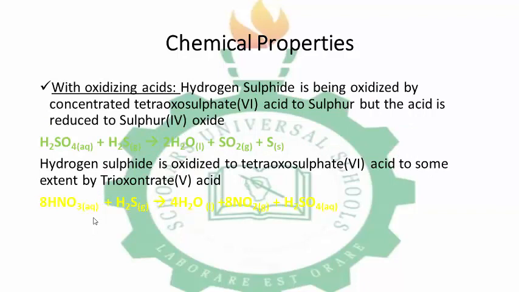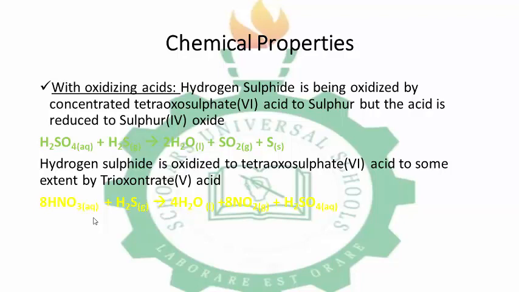With oxidizing acid, hydrogen sulfide is oxidized by concentrated tetraoxosulfate 6 acid to sulfur, but the acid is reduced to sulfur 4 oxide. That means hydrogen sulfide, when it is made to react with concentrated tetraoxosulfate 6 acid, is oxidized to ordinary sulfur, while the concentrated acid is reduced to sulfur 4 oxide.